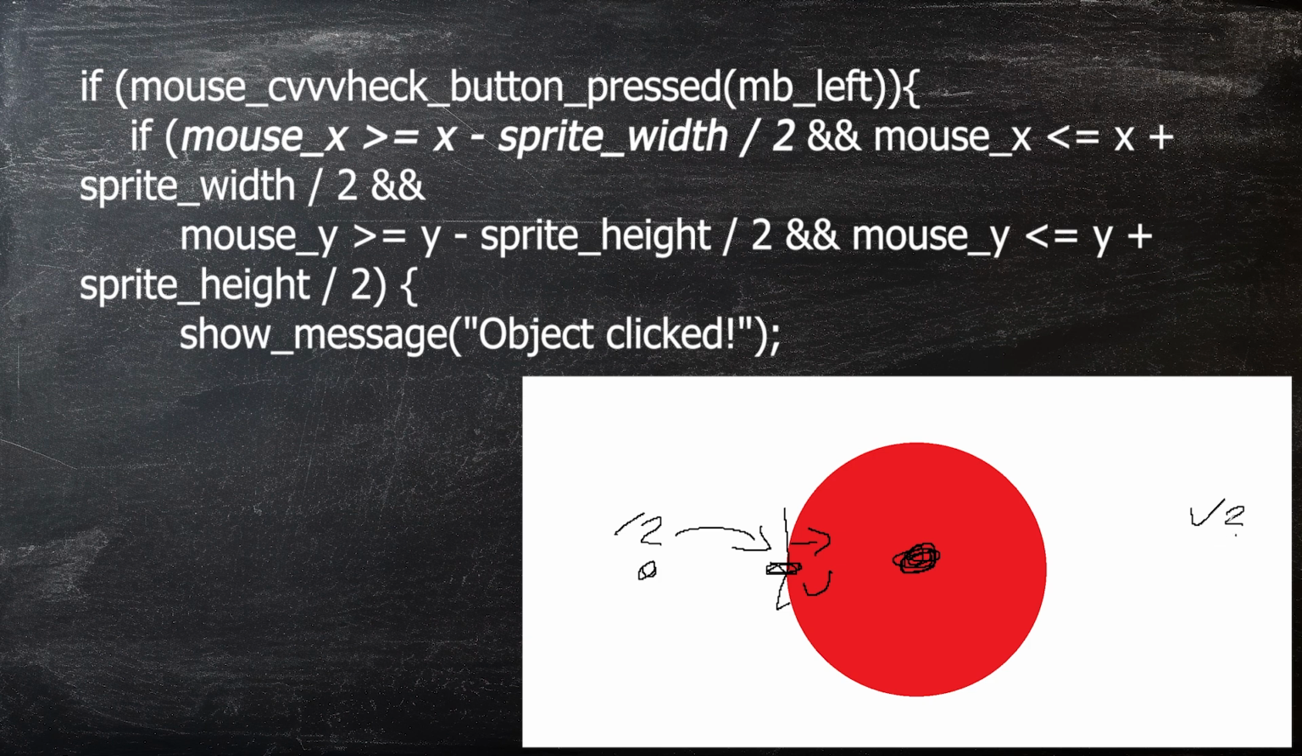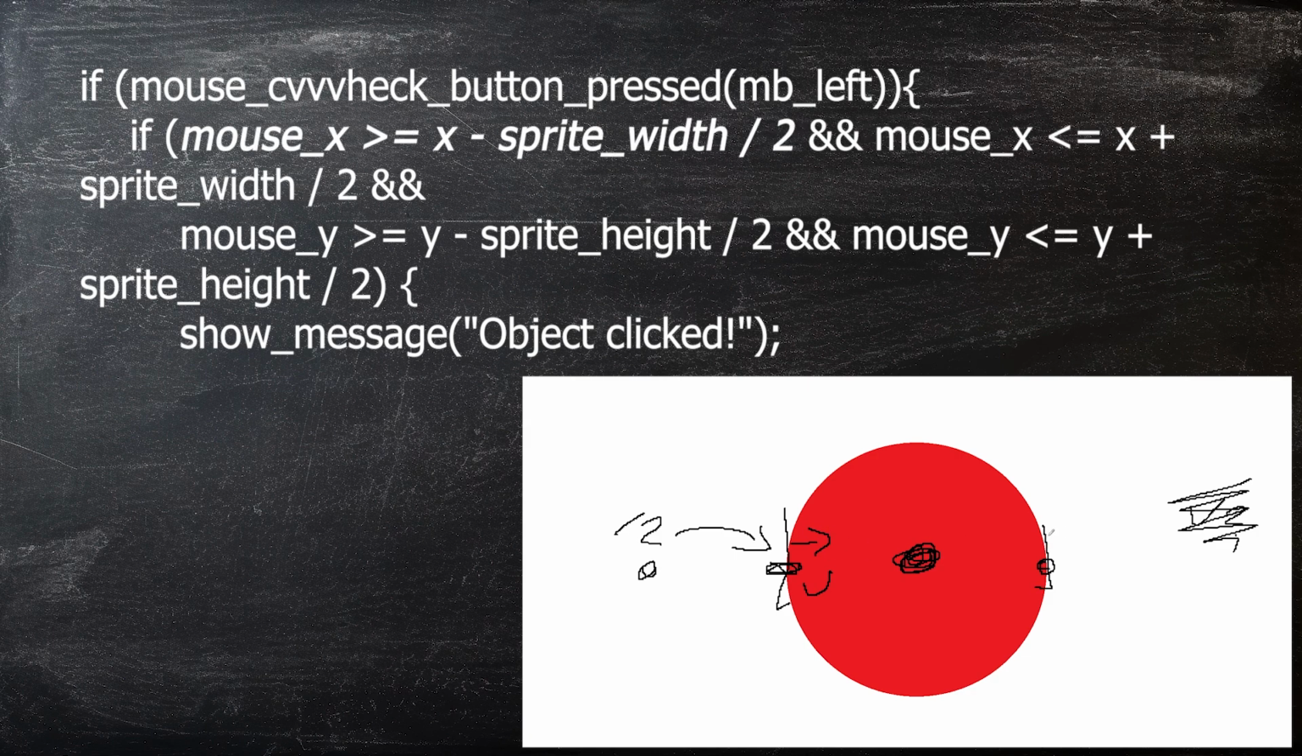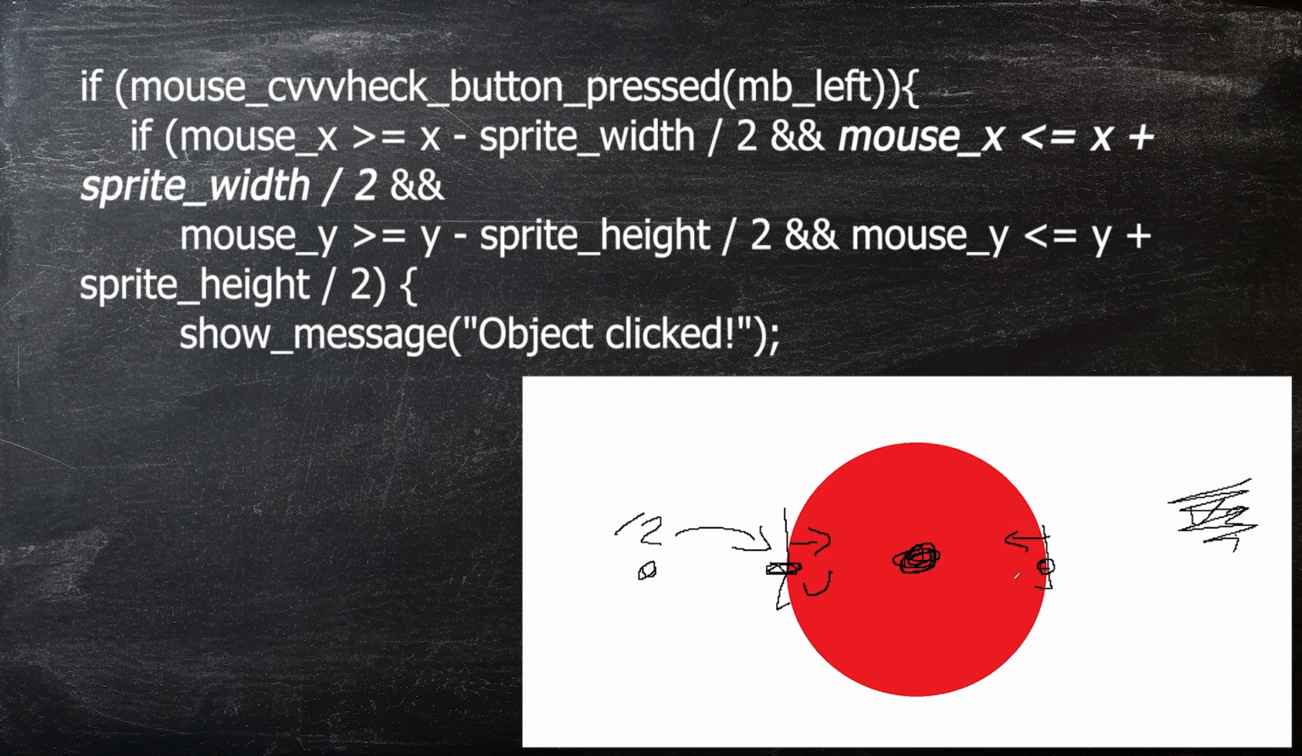However, this area over here would be considered true with just this code. That isn't part of the button at all. So you want to add in the same code we just did, in the opposite direction. So the X has to be both more than this and less than this to be true.